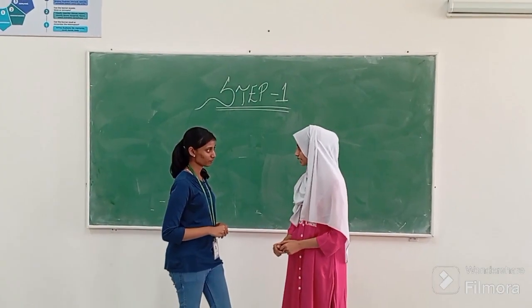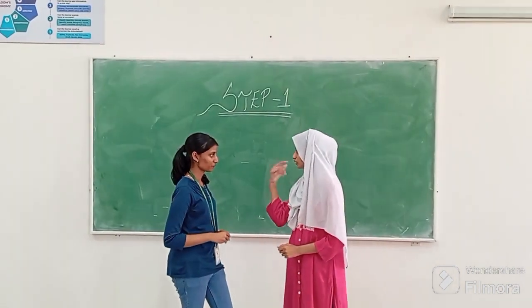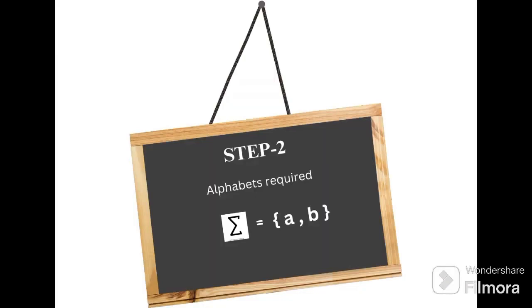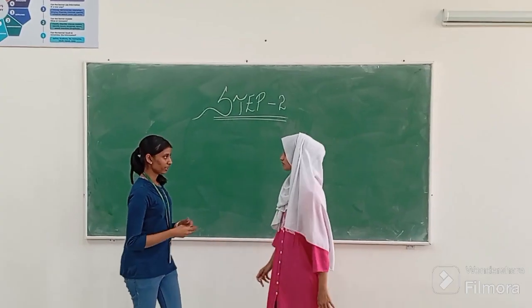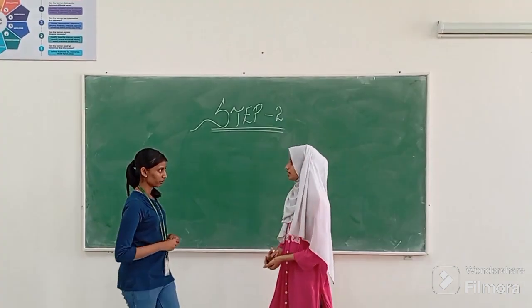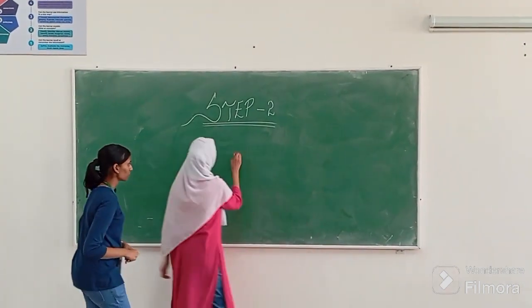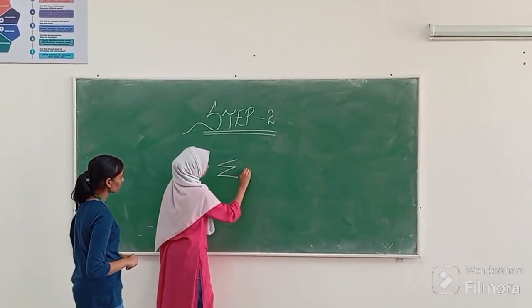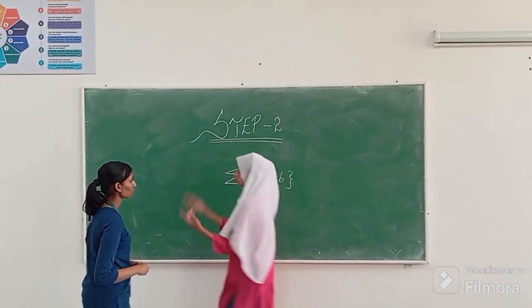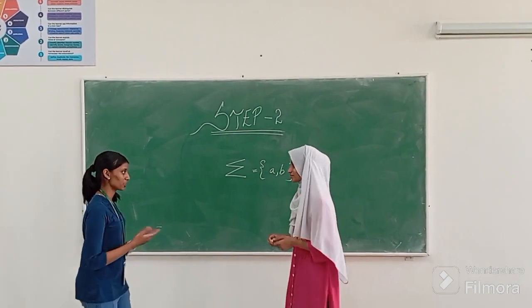The string is ABB? Yes, you're right. Saida, can you guess the alphabet set required and can you represent it? Yeah, let me try. So the alphabet set is denoted by sigma, which is equal to A, comma B. That's perfect. Let's go to the next step.